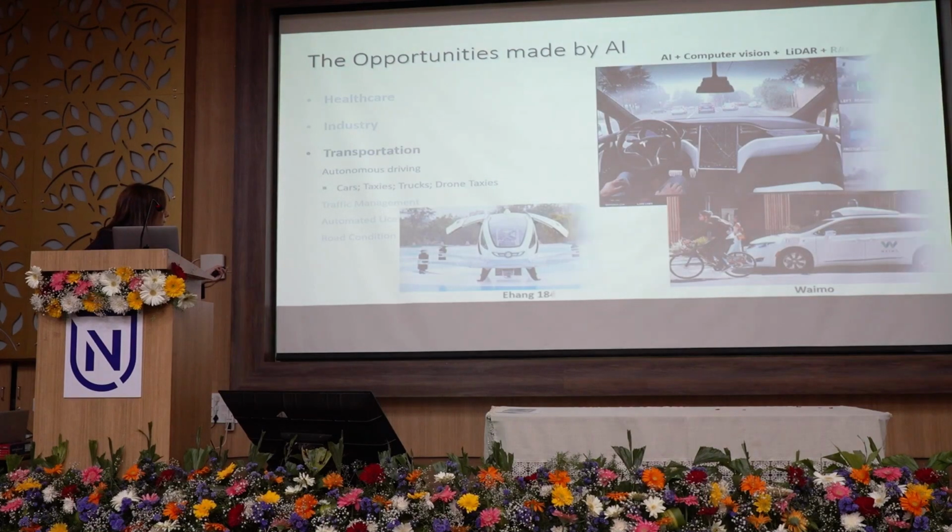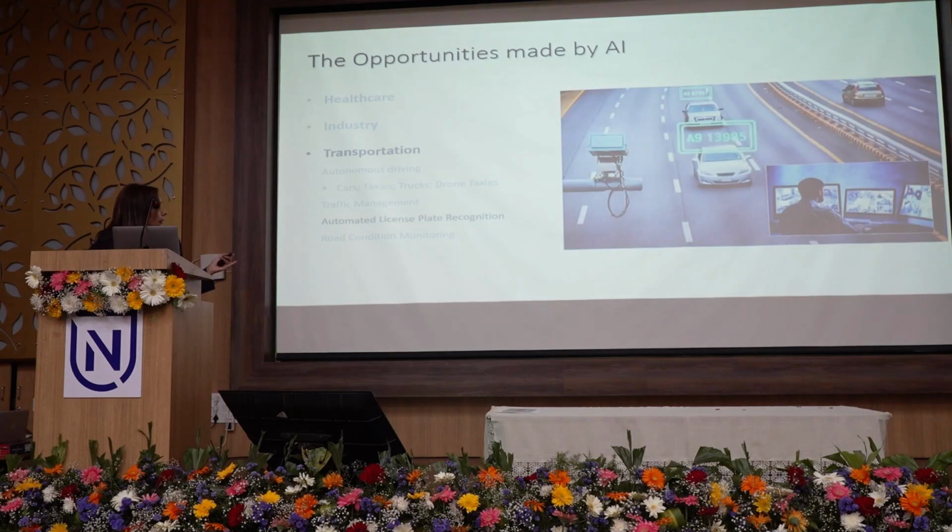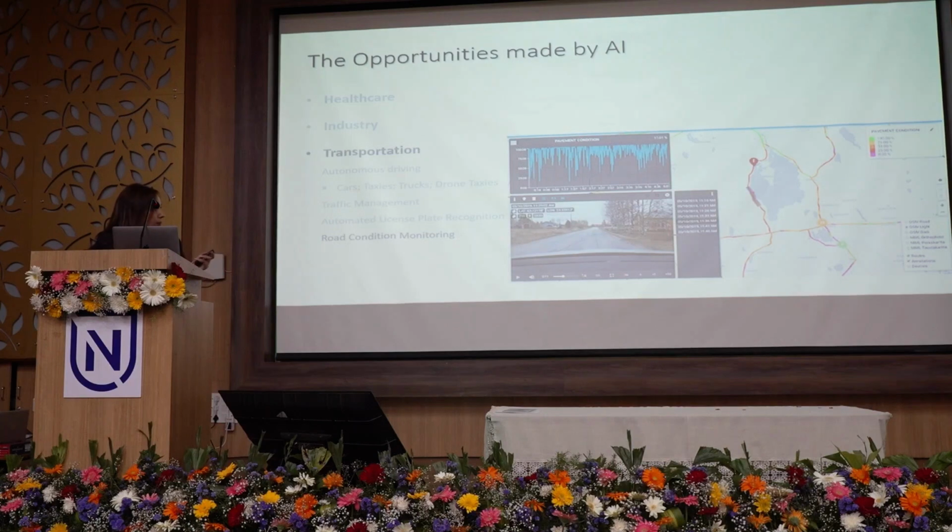Another one is traffic management, where you can use AI for anomaly detection, and based on that you can manage the traffic for different roads. Basically, you can detect illegal parking and other anomalies, and then manage the traffic. Also automated license plate recognition, which is easy. And for road condition monitoring as well, there are some tools developed based on AI, and they can find anomalies on the road and then fix them in no time.